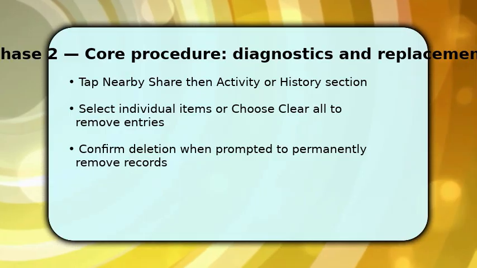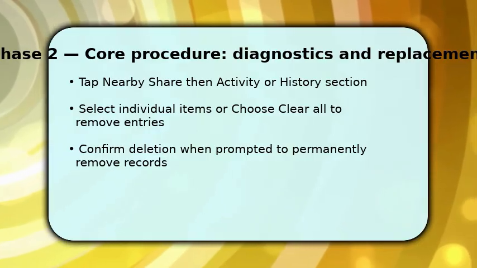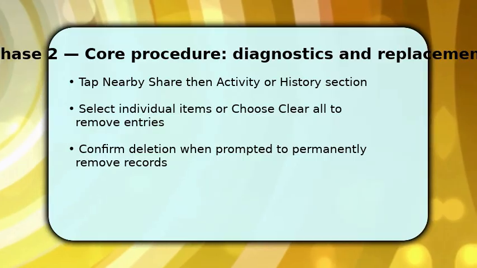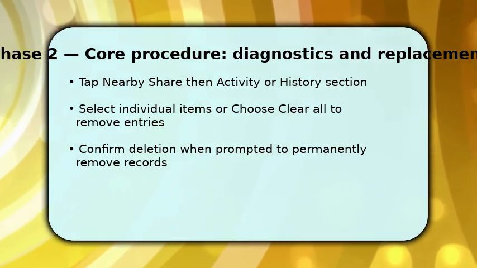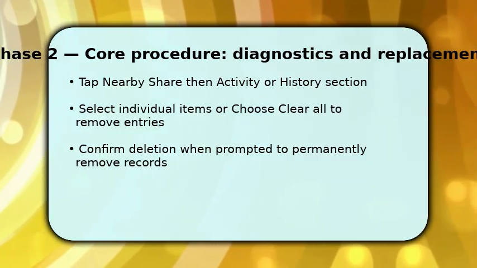Next, locate the Nearby Share activity or history inside the Nearby Share settings. This is where transfer records are stored. You'll see individual entries, so tap an item to remove it, or use the Clear All option to delete entire history at once. When prompted, confirm deletion.